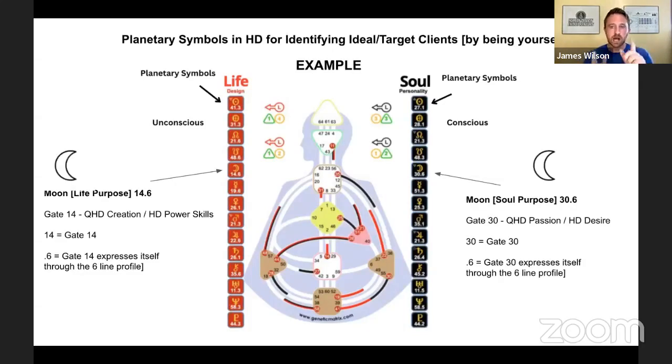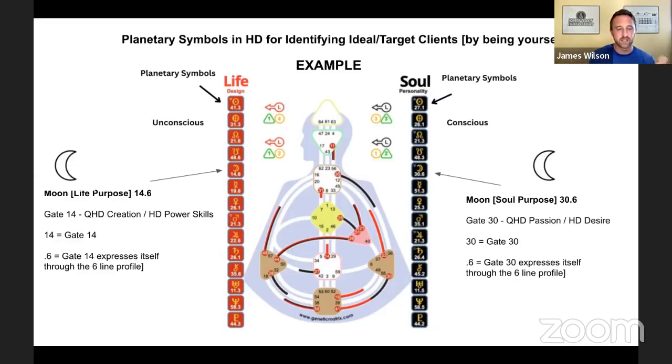In this example, I'll be referencing the moon gates. So you can play along, and in the chat, let everyone know what your moon gates are using this example. Here on the left side, you can see it's a crescent moon shape, and it's gate 14.6. So comment what yours is, your life purpose moon gate. Gate 14 in this example, and it's important to note here that I use quantum human design, QHD. The term for that is creation, and the term in traditional human design is power skills. I tend to go more these days with the quantum human design themes. So gate 14 is the gate of creation, and the .6 shows you which profile line it expresses itself through. So it's the 6-line profile.